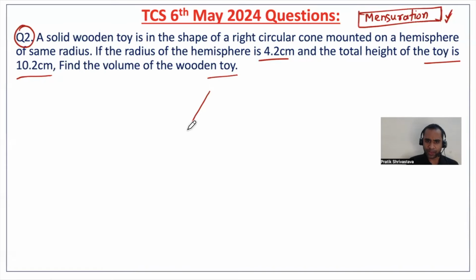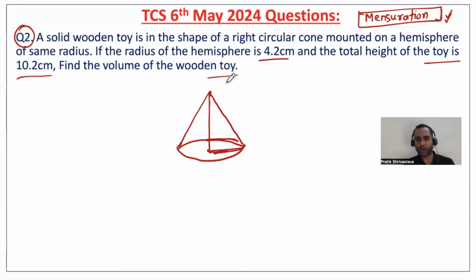So a solid wooden toy. We have a solid wooden toy and it is in the shape of a right circular cone. So a cone is nothing but an ice cream shape, right? From here we will put one line here, and this is nothing but your radius. Then they are telling us it is mounted on a hemisphere. A hemisphere is nothing but half of a sphere, right? So it will look like this. If we talk about the radius, this will be the radius here.